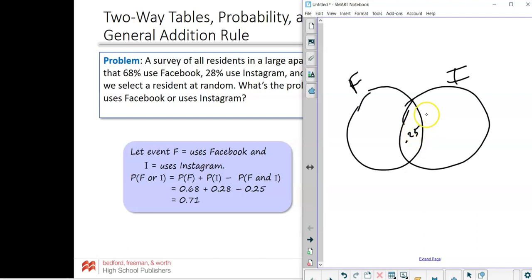There's overlap of 25%. So really, Facebook is not really 68% because 25% of those overlap, so what is that? 68 minus 25 is 33. So this is 0.33 because now you can see total, if you add up those two, 0.25 and 0.33, you get the 68%. This overlap area is the 0.25. Same thing for the Instagram. We know the Instagram is 0.28, but you're subtracting out the 0.25 to get 0.03. So really there's only 0.03.